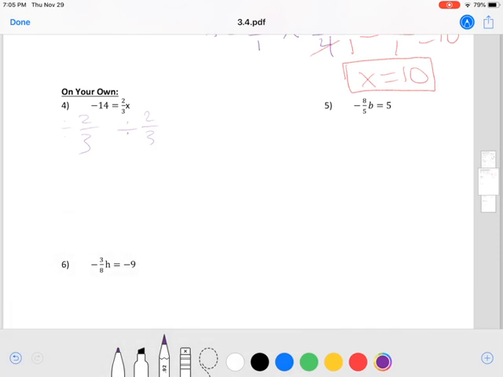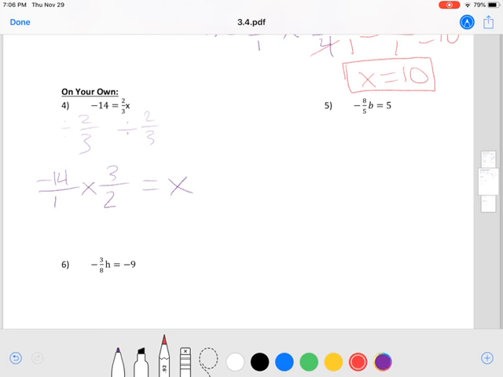That ends up being a reciprocal, because just like in example 2, if we write this out, we have negative 14 as a fraction, negative 14 over 1, divided by 2/3. And when we divide, we have to multiply by the reciprocal. So we're going to multiply by the reciprocal of 2/3, which would be 3/2, or 3 over 2. And this all equals x.